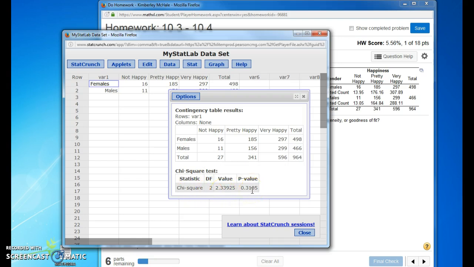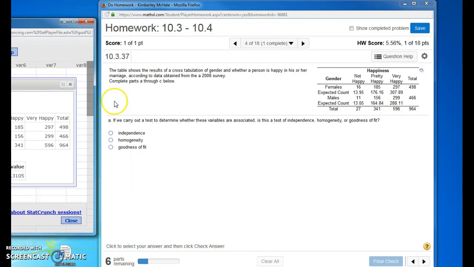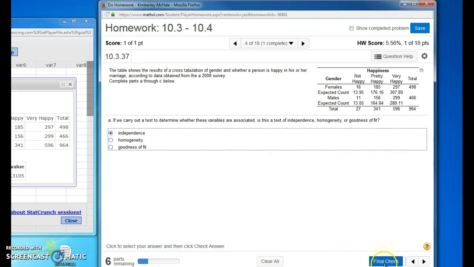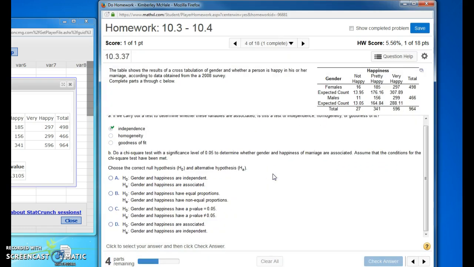So I'm going to, first of all, determine that we're carrying out a test of independence because we're trying to find out whether happiness and gender are associated or not. And so we are doing a check for independence. In a check for independence, our null hypothesis is that two events are independent versus that they are not independent, meaning they are associated. And that's this choice A.